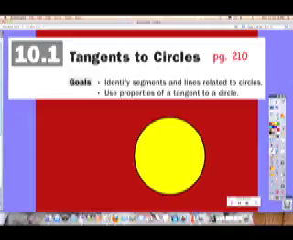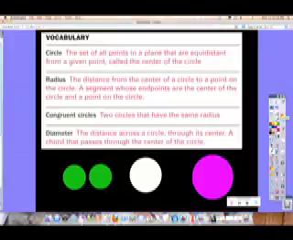For example, look at your notebooks. What's the very first word? Circle. Do you really need to write down a definition? Okay, draw yourself a picture. So circle, what you need to remember is that the center of your circle, so maybe draw a little center of your circle, is equal distance from every edge of the circle. Hopefully that makes sense to you.